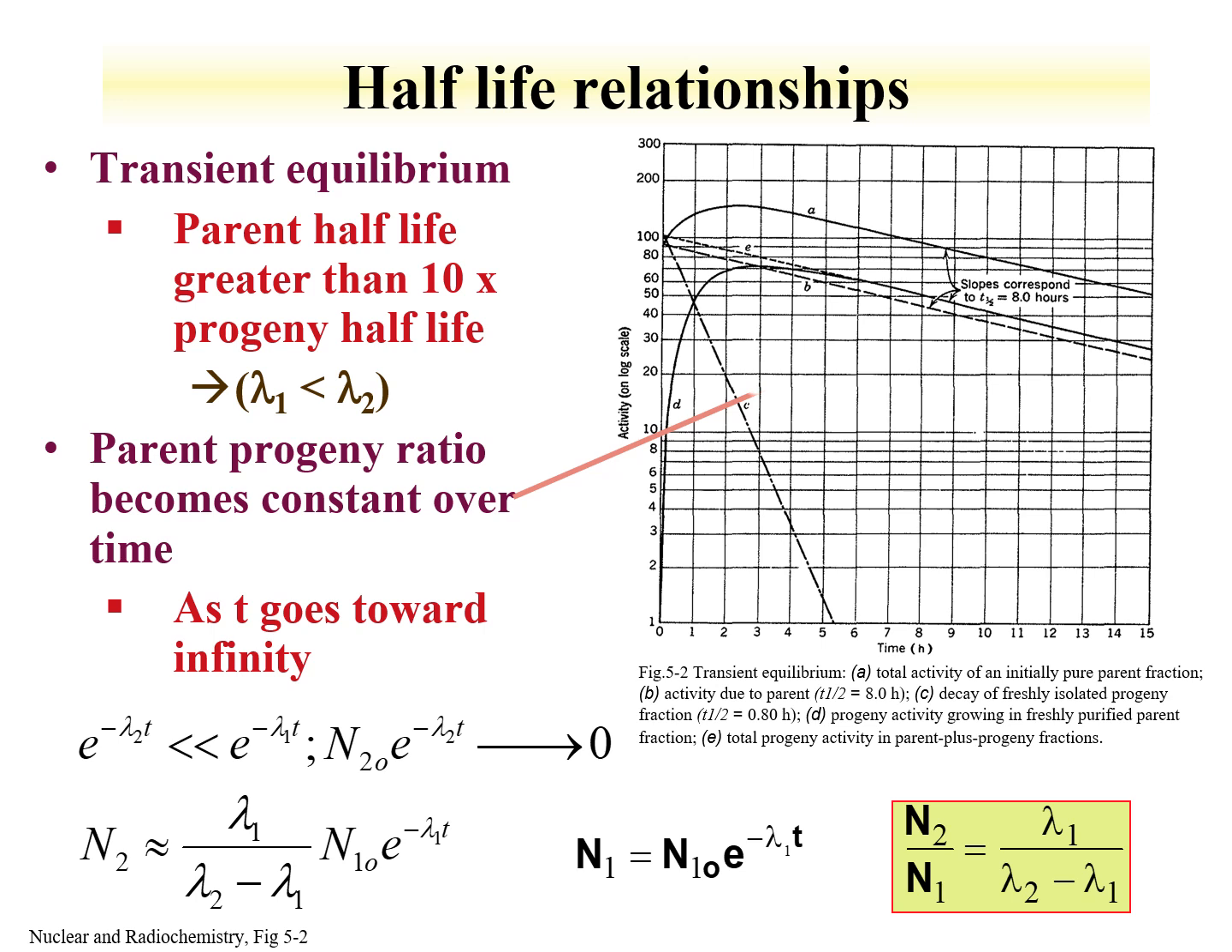And we can collapse the equation so that the number of progeny atoms is approximately equal to the decay constant of the parent divided by the difference between the decay constant of the progeny and the decay constant of the parent, times the initial amount of the parent, e to the minus lambda t, so the decay rate of the parent. It becomes this equation, and then we can just look at a ratio. The ratio between the number of progeny atoms and the number of parent atoms at equilibrium is equal to the parent decay constant divided by the difference between the progeny and the parent decay constant.